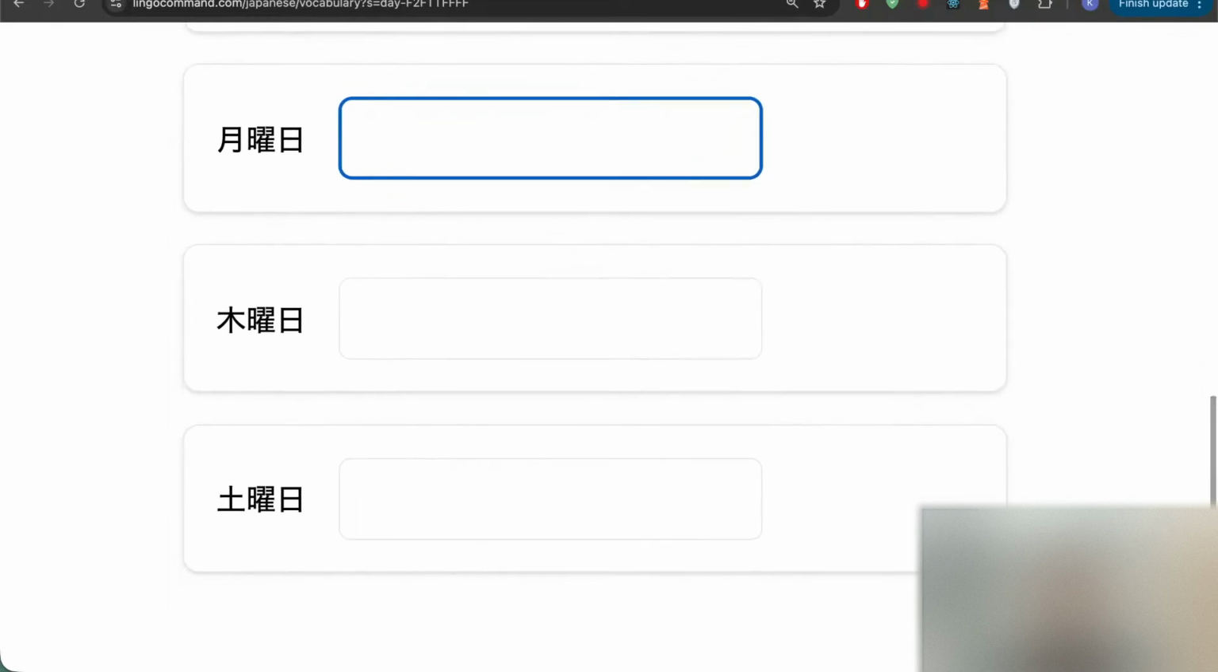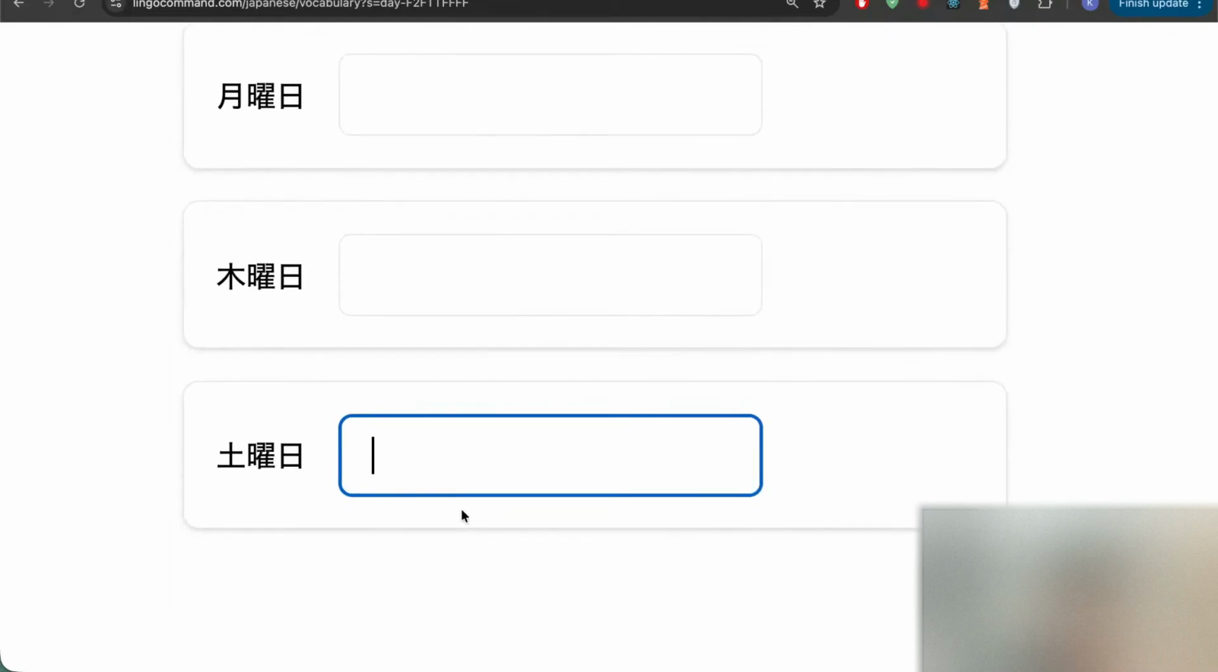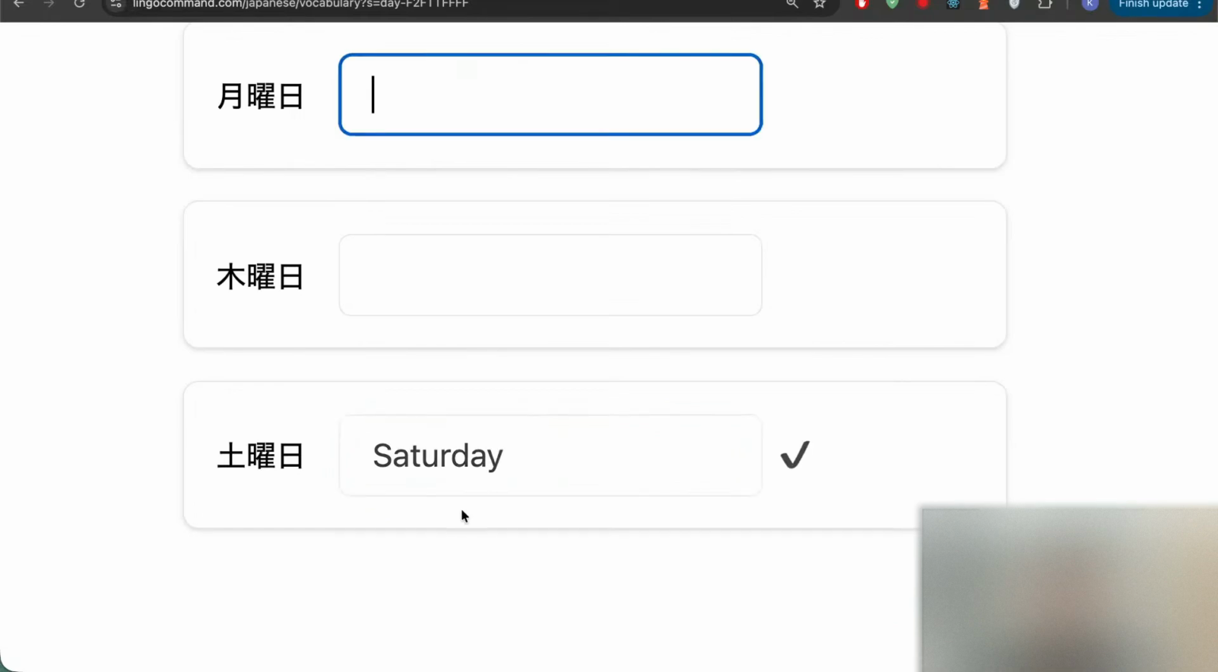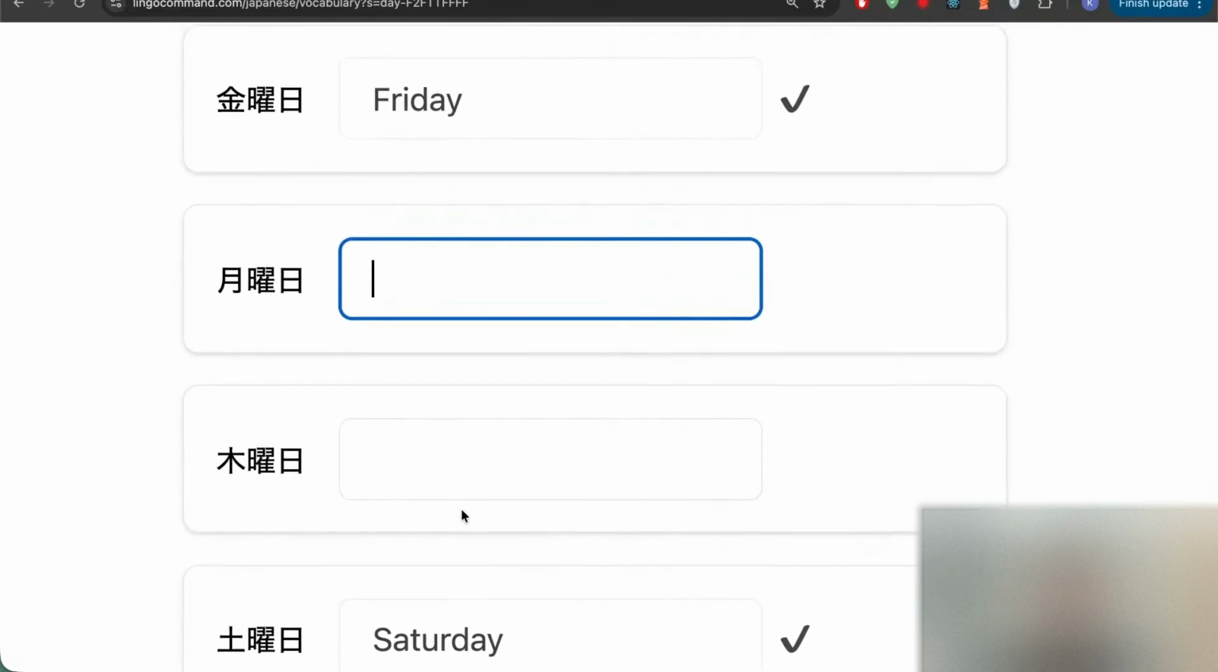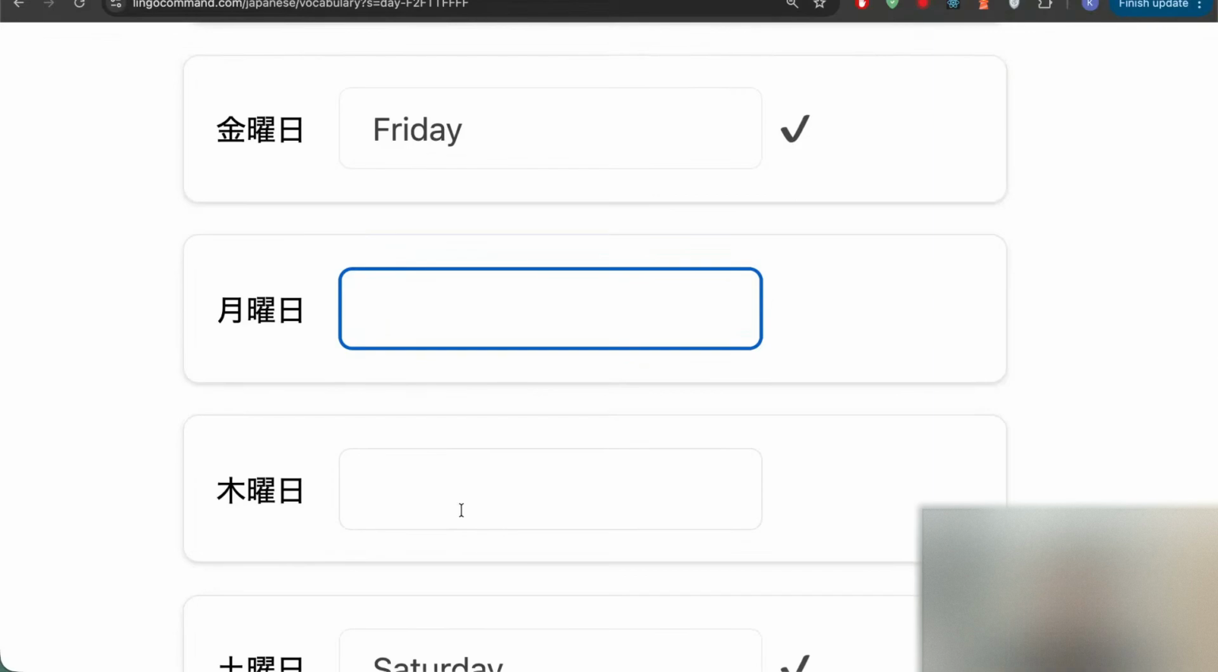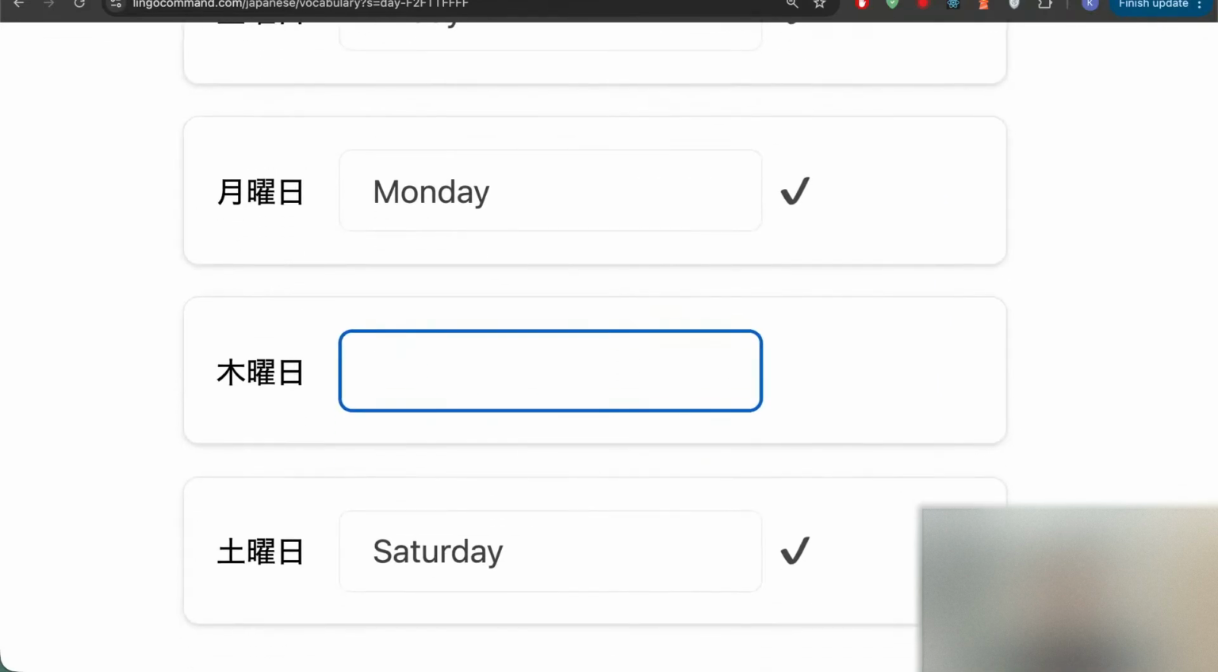And then this last one here, it's a cross. I'm pretty sure that was Saturday, which is Nichiyobi. Fantastic. So what does that leave us with? I think this first kanji is Getsuyobi, which is Monday. And then this kanji would be Thursday.